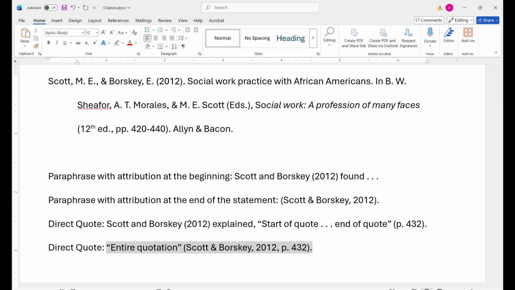To put the attribution after the quote, have the quotation with the quotation marks but no period, followed by an opening parenthesis, the chapter's first author's last name, space, ampersand, space, the chapter's second author's last name, comma, space, year, comma, and a lowercase p period, space, page number, closing parenthesis, and the period.